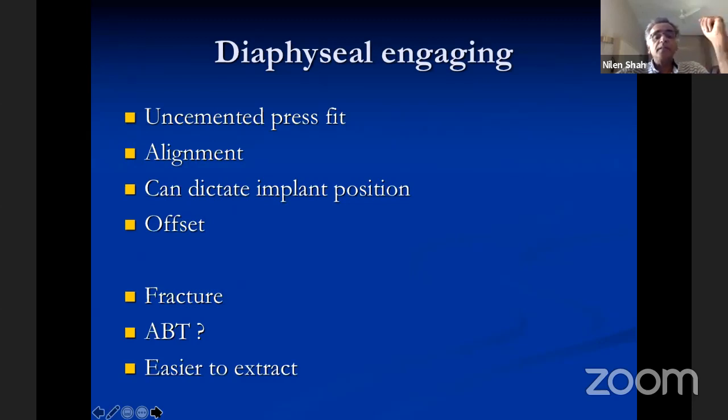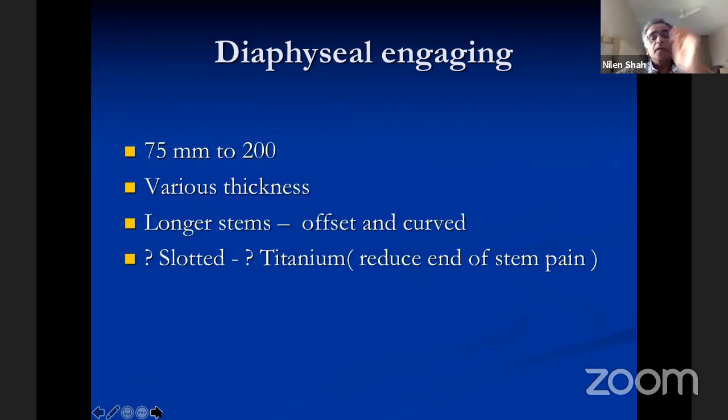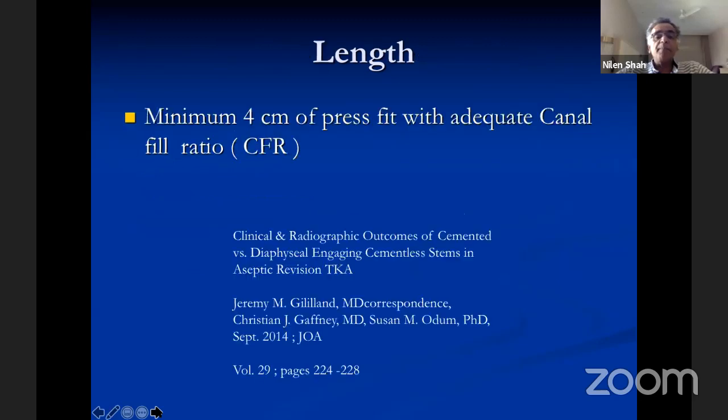Diaphyseal engaging stems can be the uncemented press fit stems. They will aid the alignment of the knee replacement. They can dictate the implant position. They are often offset. But by putting in too tight a diaphyseal engaging stem, there's a possibility of fracture. You cannot really add any antibiotics to it, but these can be easier to extract. Typical length is 75 to 200 millimeters, in various thicknesses, and longer stems will be offset and curved. They may be slotted and of titanium to reduce the end of stem stress shielding and pain.